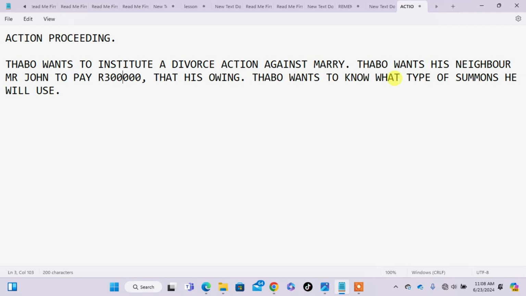So Thabo came to you to know what type of summons he will use and how he will proceed with this civil action. You must know that we have something we call action proceedings. Action proceedings start by pleadings. During the action proceedings, there will be pleadings.